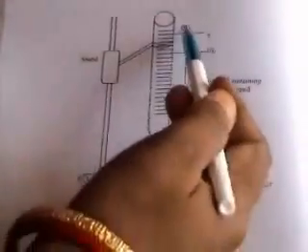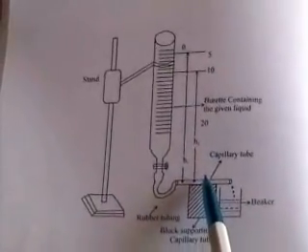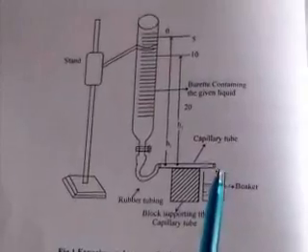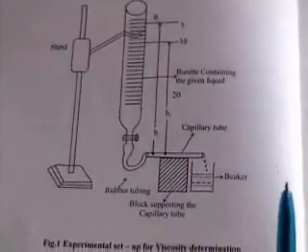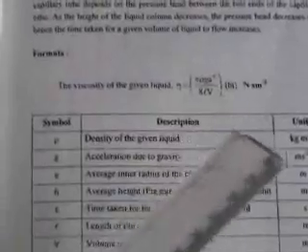From the axis of the capillary tube, the height of 5 is h1, the height of 10 cc is h2. So the average height will be (h1 plus h2) divided by 2. So we will now see what is the formula for viscosity of the given liquid.